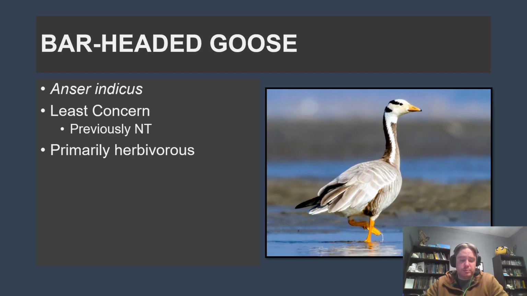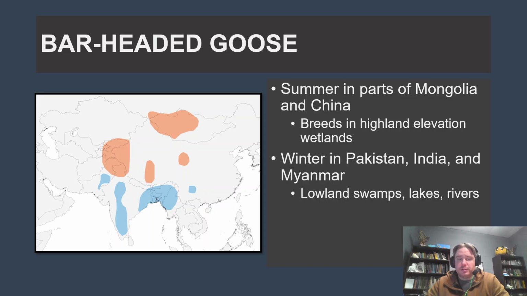Even some of the most stringently herbivorous of the anatids does occasionally eat an insect or something else. There aren't really many at all that you can say never eat any invertebrate at all. Some of them eat vertebrates as well, which we will see. So the bar-headed goose breeds in Mongolia and China, in high elevation wetlands, and then it winters in places like Pakistan, India, and Myanmar in lowland freshwater systems.